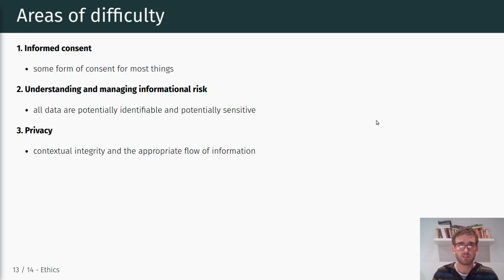One is the actors, so the subject, the sender, and the recipient of the information, then the types of information, and of course the transmission principles, or the constraints under which the information flows, right?